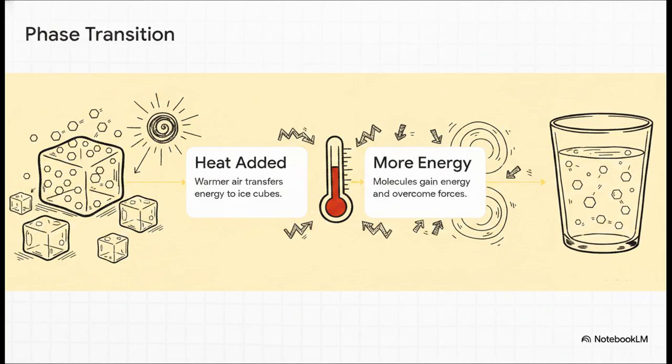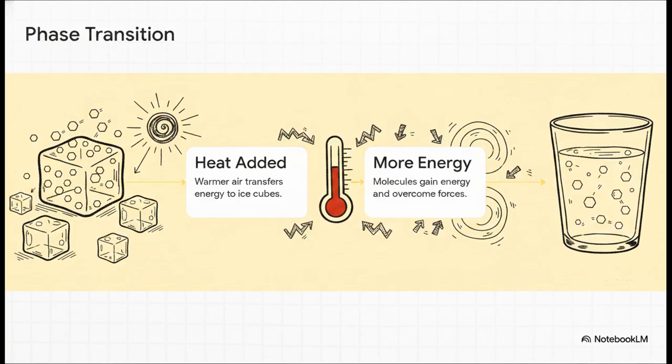Picture this. Tom is making a cold iced tea on a hot summer day. The ice starts as a solid. The water molecules inside are tightly packed together in a regular pattern, just sort of vibrating in place. But then, the warmer summer air begins to transfer heat energy to those ice cubes. As the molecules absorb this heat, their kinetic energy shoots up. They vibrate faster and faster until they literally overcome the attractive forces holding them in that rigid structure.